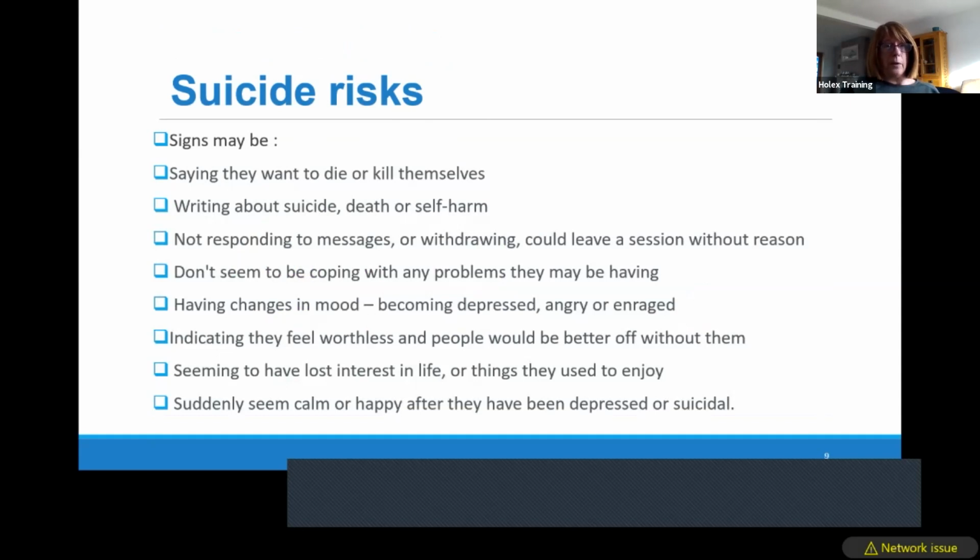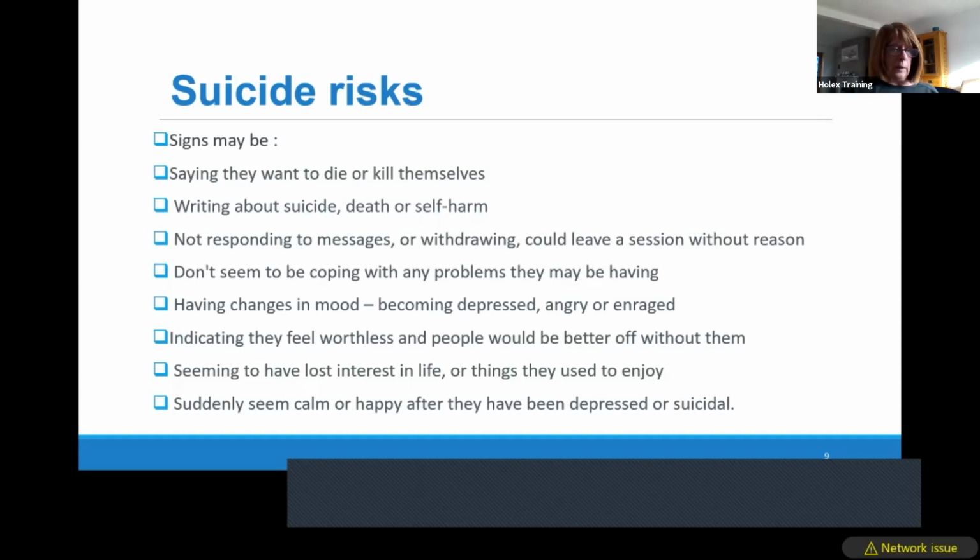Learners could actually say that they want to die or kill themselves. They could write about it in their work. They could be leaving a session without reason or not responding to messages. They could not be coping, maybe, with any problems they have. There could be lots of reasons for some of these things, but it's worth being aware that somebody who is really anxious, really depressed can start thinking about suicide. They could indicate that they feel worthless, and people could be better off without them.